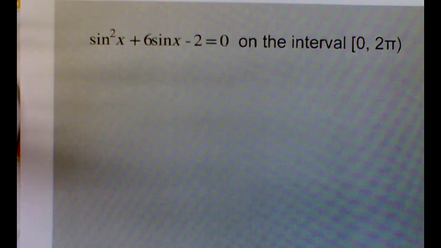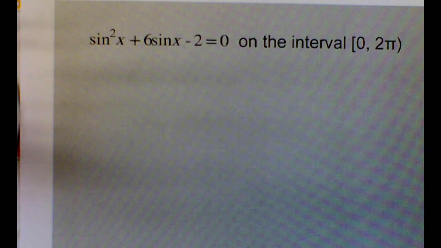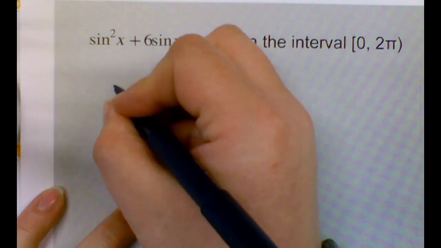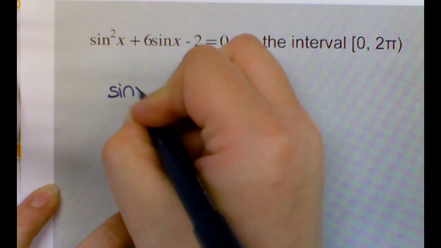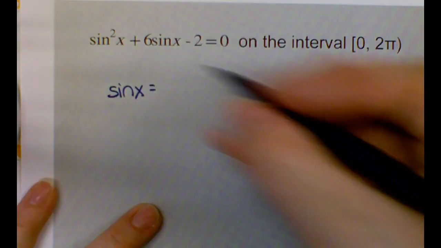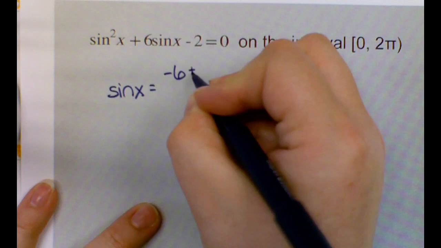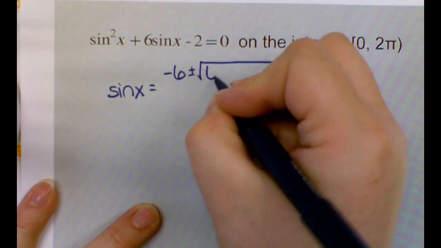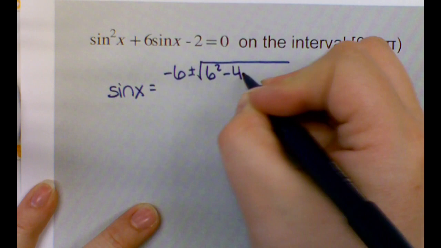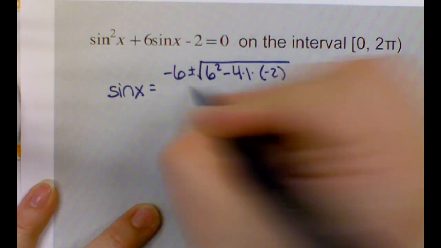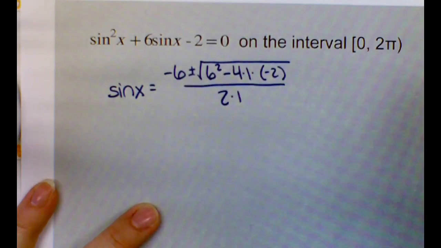All right, this one gives me an interval. So again, I would try to factor. But uh-oh, this problem will not factor. Nothing multiplies to 2 and adds to 6. I can actually do the quadratic formula if I need to. I can say sine of x is equal to negative b plus or minus the square root of b squared minus 4ac all over 2a.